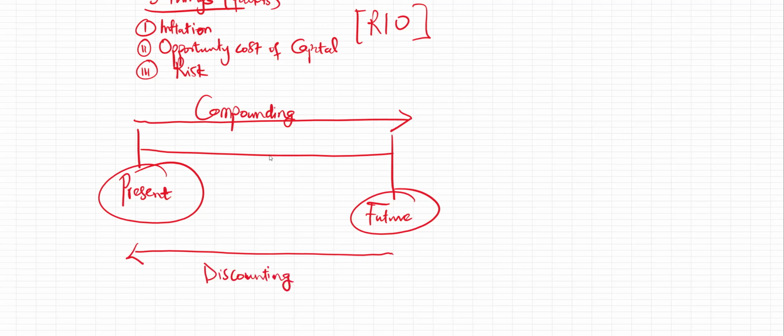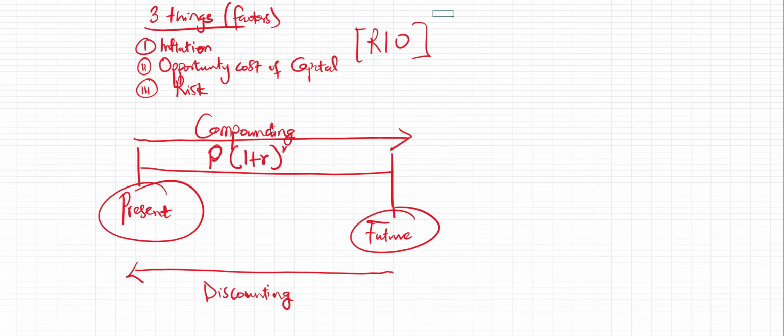Now, when you are compounding, what you need to do is take a present value and multiply it by 1 plus the growth rate, raised to the number of periods. I didn't say number of years. I said number of periods. This n is not number of years, it's number of periods.